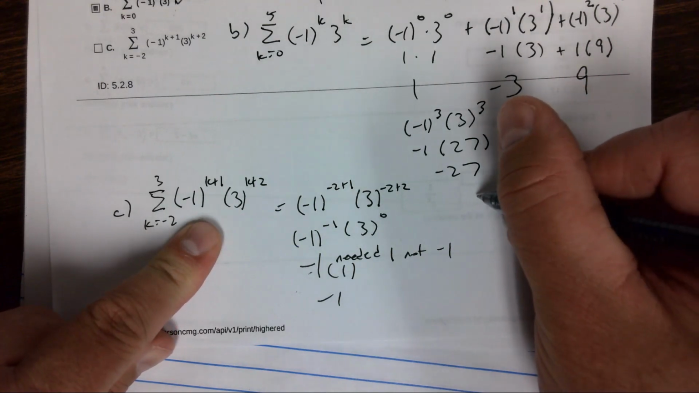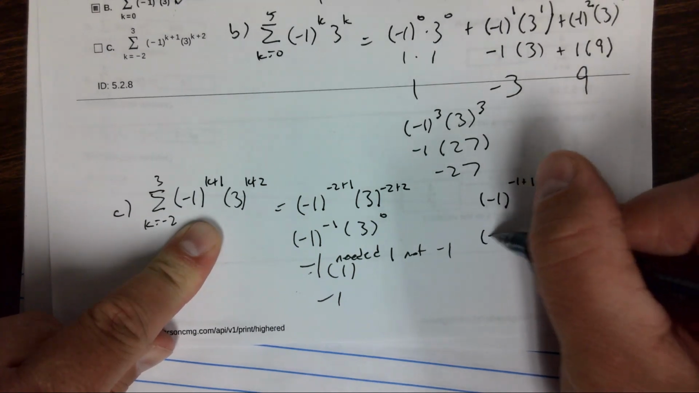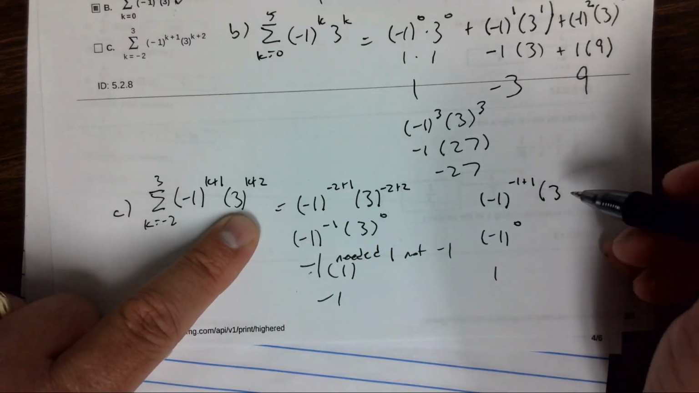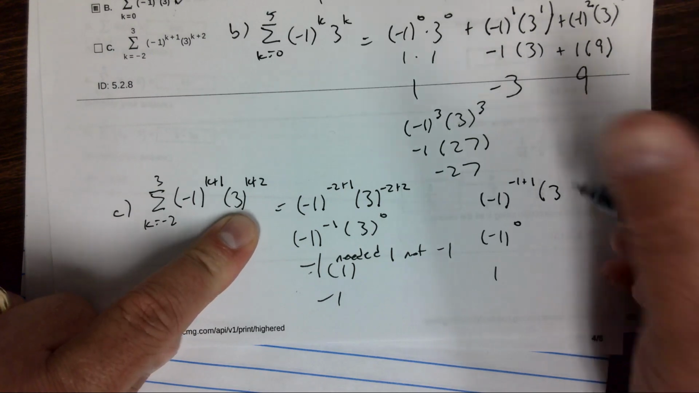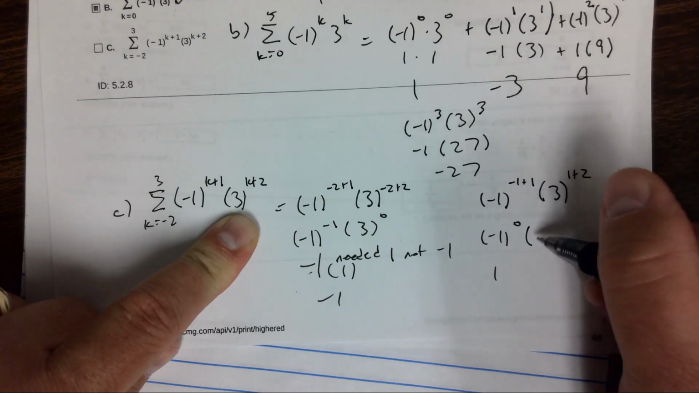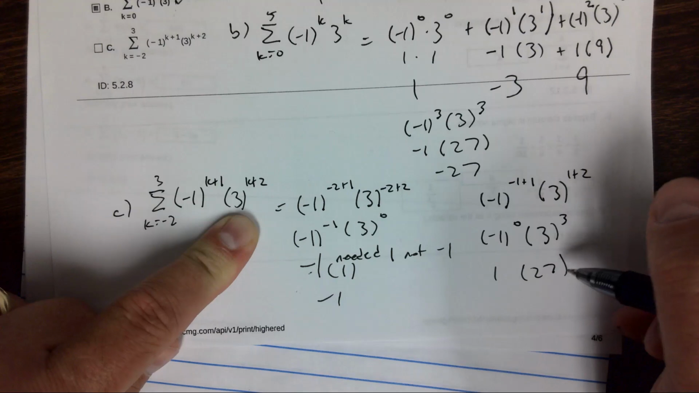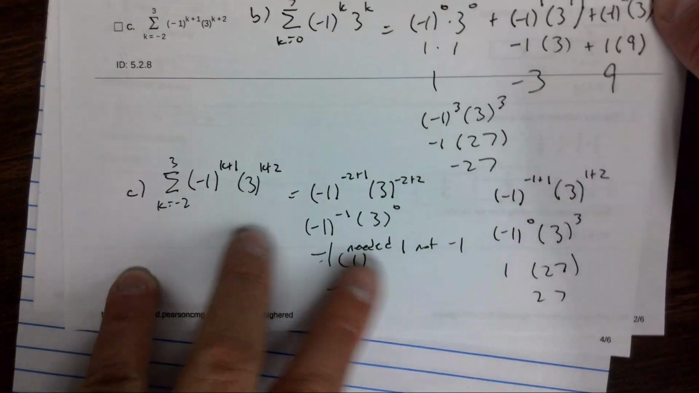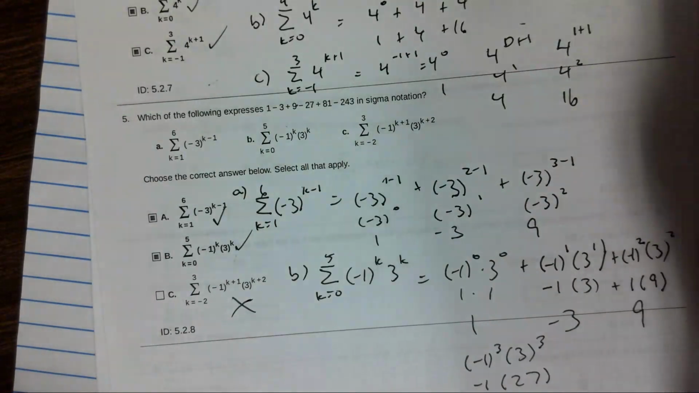And if we do the next one, it'd be -1 to the -1 plus 1. So that's -1 to the 0, which is really 1, times 3 to the, let's see, 1 plus 2. So that's 3 to the third, which is 27. Okay, so this totally is wrong. If you get 2 of them wrong, you're pretty confident it's not going to work. So this one did not work for me.